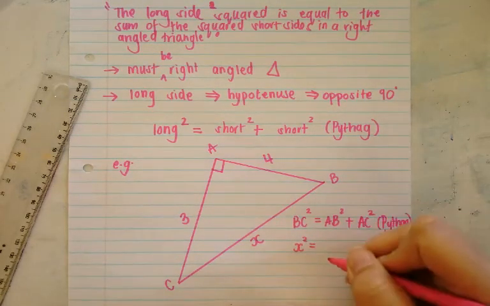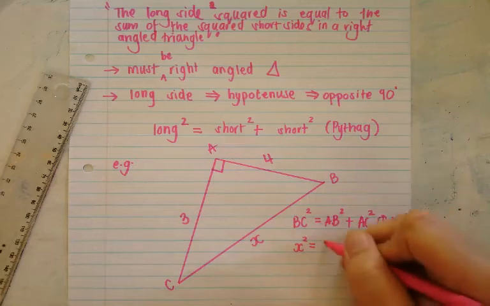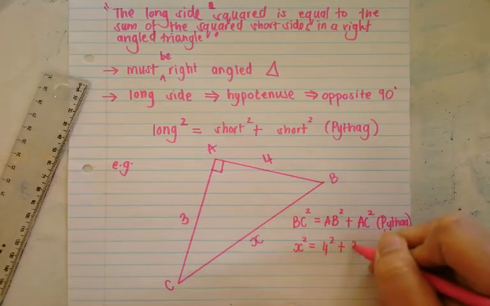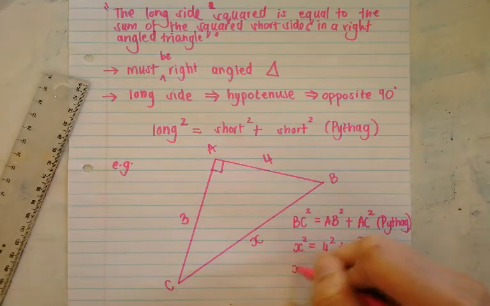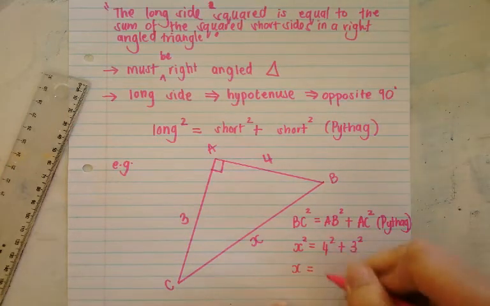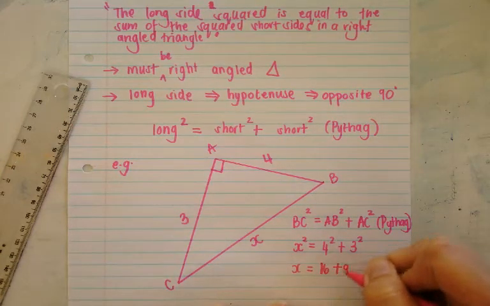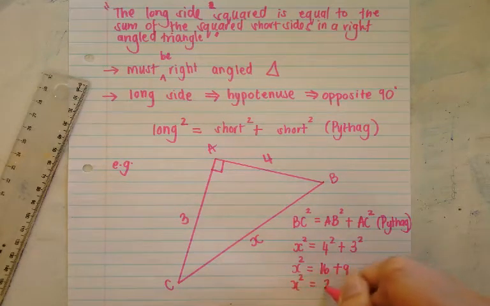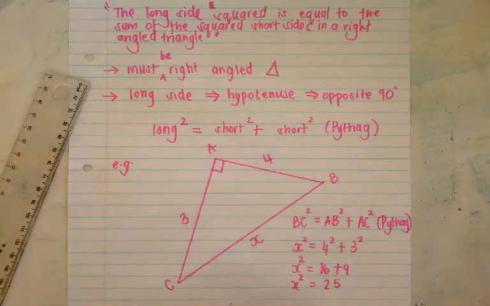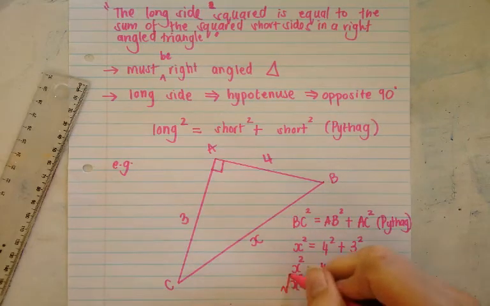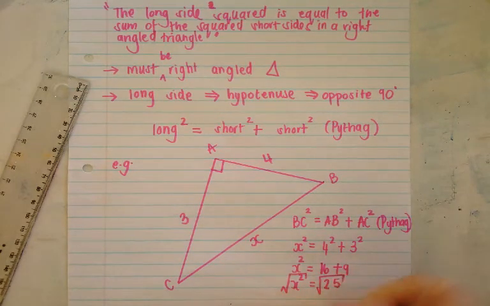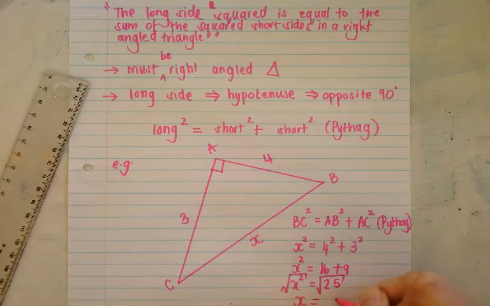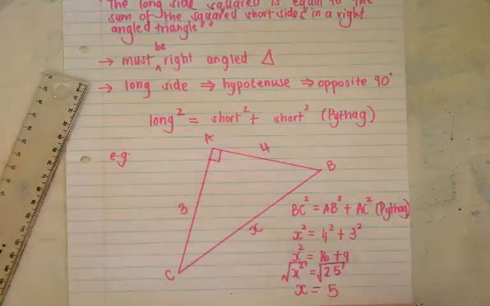AB first. 4 squared is equal to? So I have x squared equals to 25. Then we must square root. And we must always square root both sides. So my x is equal to 5.